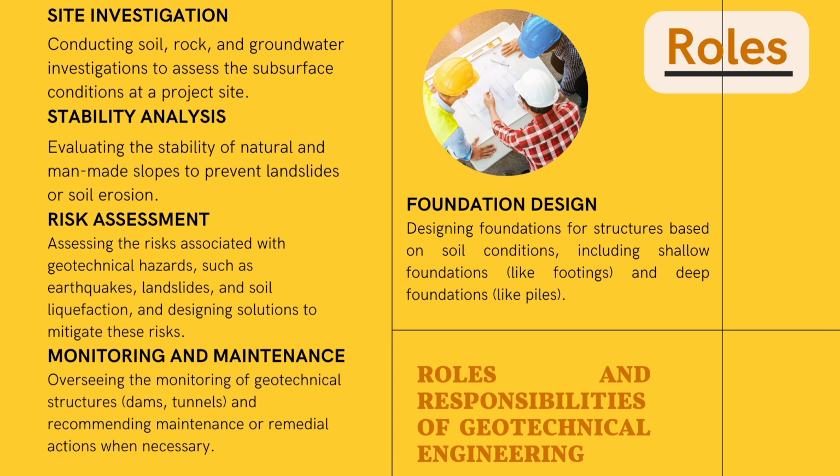So we have 5 fundamental rules that are effectively used in geotechnical engineering. Number 1 is site investigation. Conducting soil, rock, and groundwater investigations to assess the subsurface conditions at the project site. Number 2, stability analysis. Evaluating the stability of natural and man-made slopes to prevent landslides and soil erosion. Number 3 is risk assessment. Assessing the risk associated with geotechnical hazards such as earthquakes, landslides, and soil liquefaction, and designing solutions to mitigate this risk.